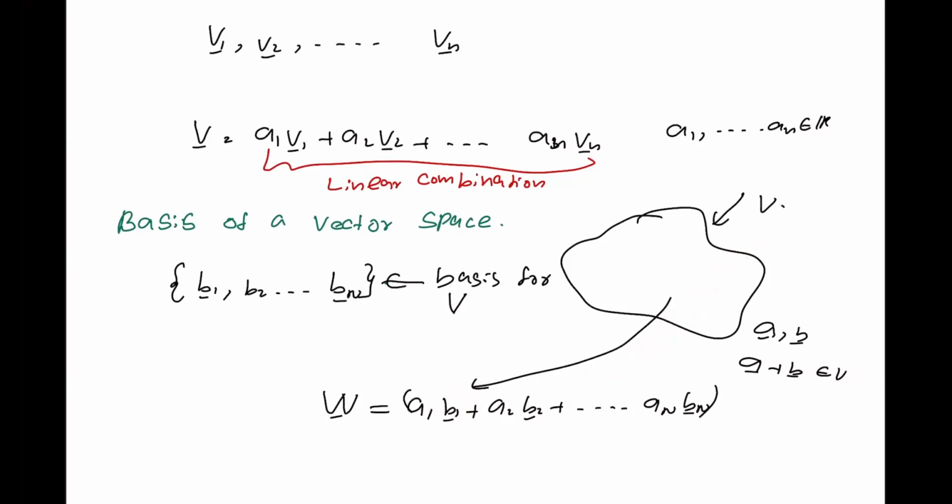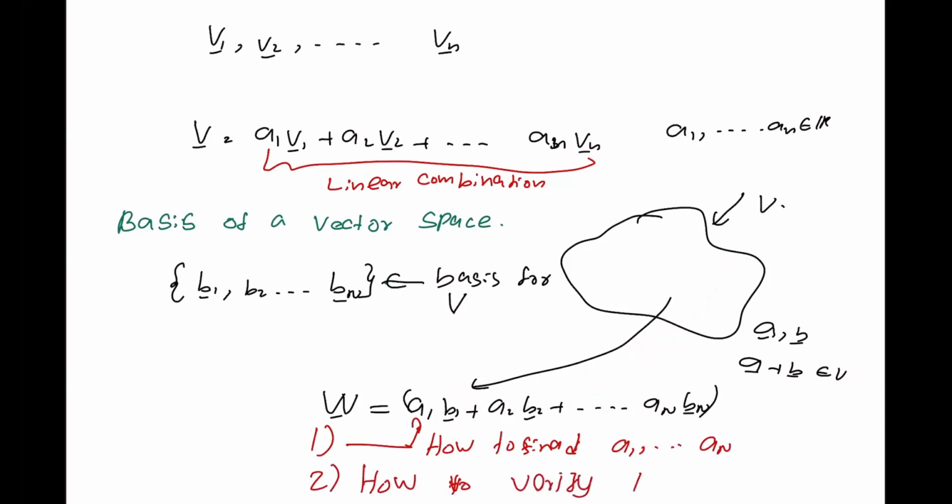It means you have a set of n vectors, and using those n vectors, you can represent any vector inside your vector space as a linear combination. So there are two natural questions. First, how to find these A1 to An? And number two, how to verify a basis? Those two questions we need to answer.